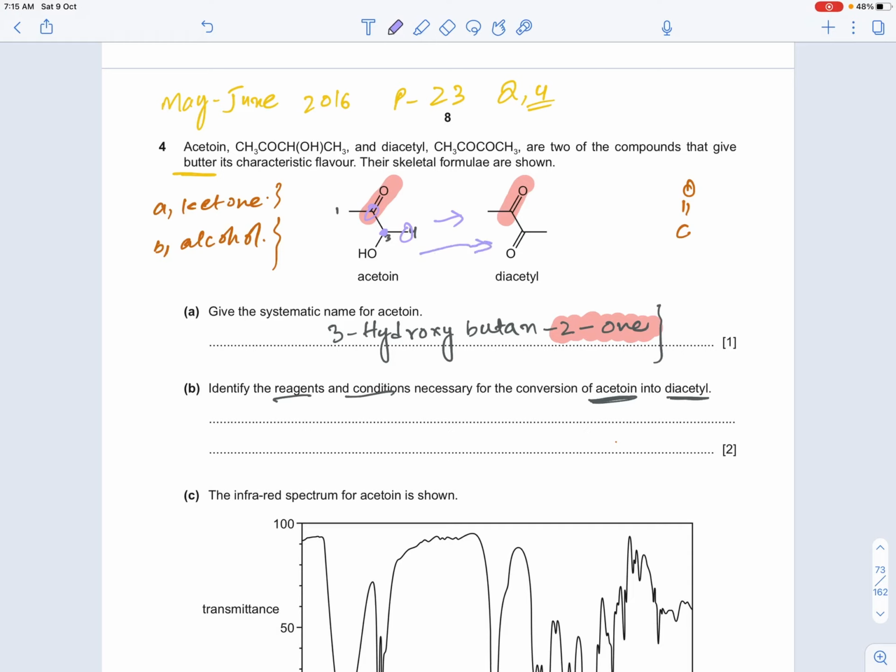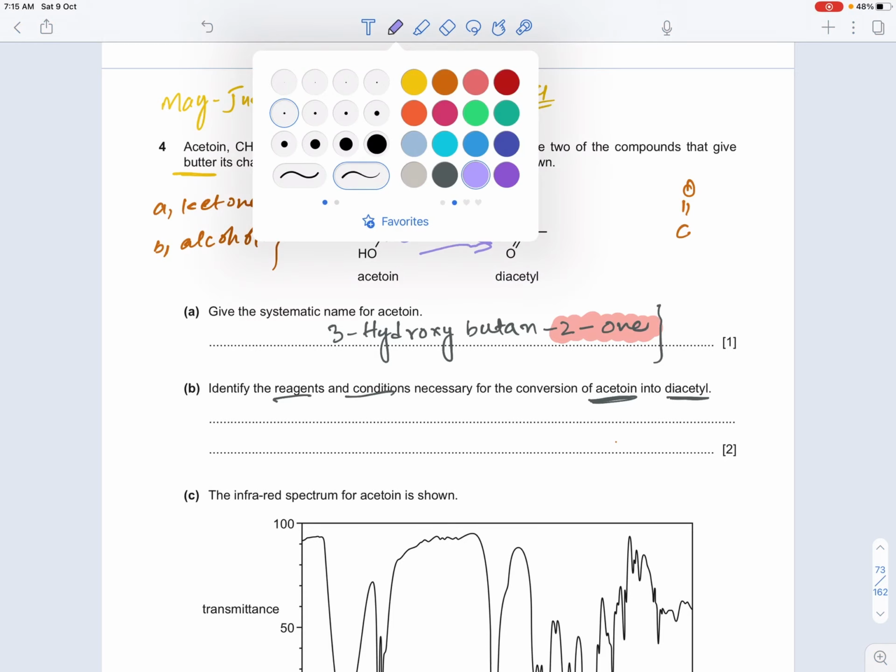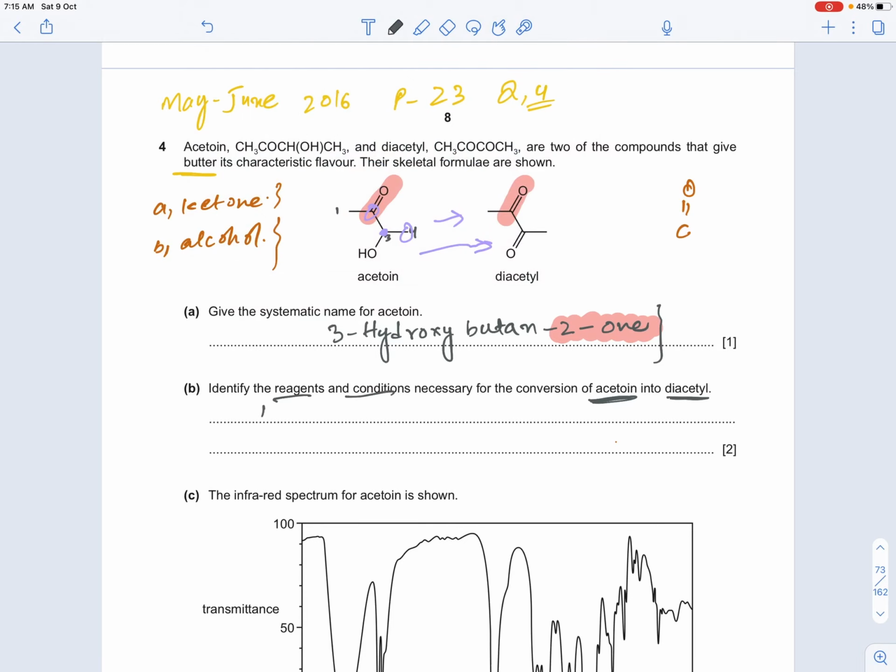So this is oxidation. So for the oxidation of alcohols, we need acidified potassium dichromate, and conditions would be heat under reflux.